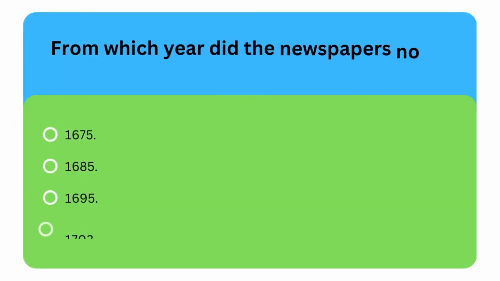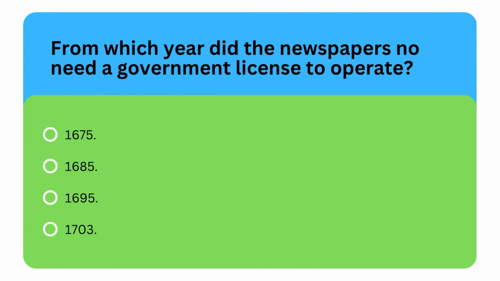Next question is from which year did the newspapers not need a government license to operate? Options are 1675, 1685, 1695, or 1703. So the correct option is last option, since 1703.